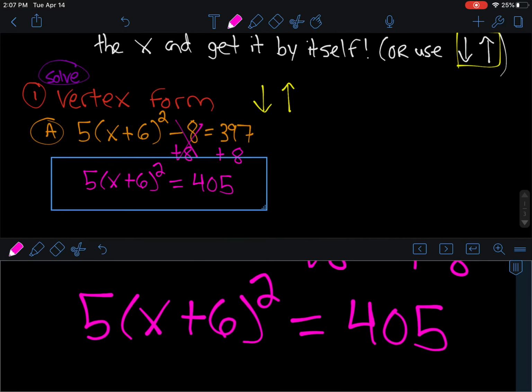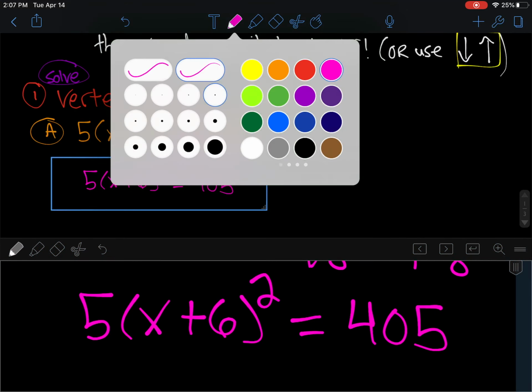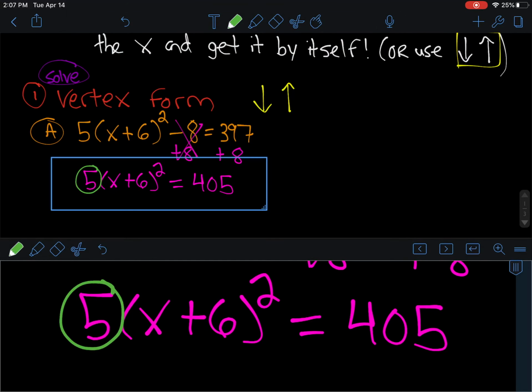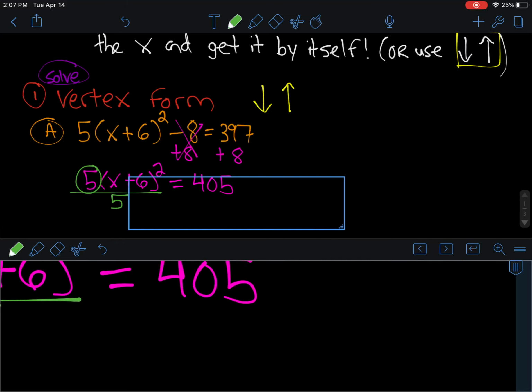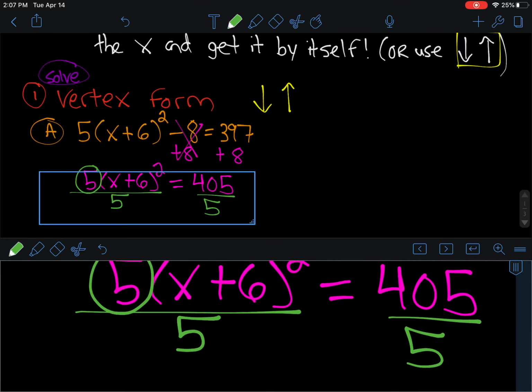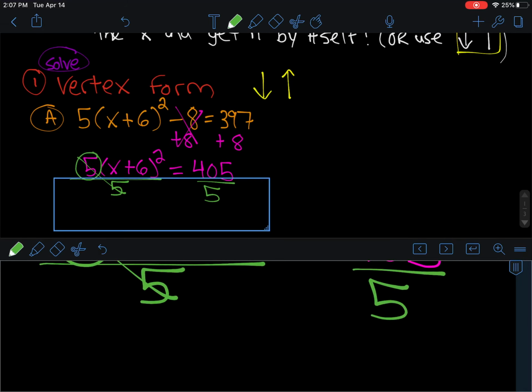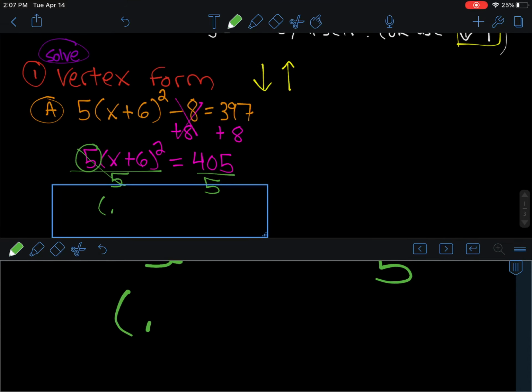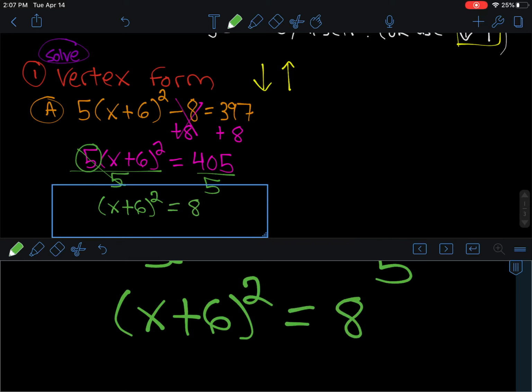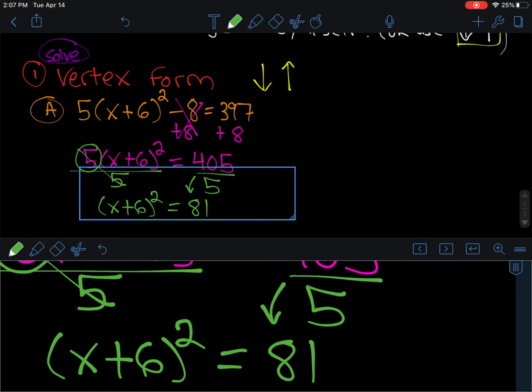Now, when you get to here, do not take the square root of both sides. You want to get rid of this 5 first before you take the square root. So in order to get rid of times 5, you divide by 5. If you don't do that, you will get the problem wrong. So just make sure you're understanding that. So this would be x plus 6 squared equals 405 divided by 5. Put it in your calculator, but that will be 81.